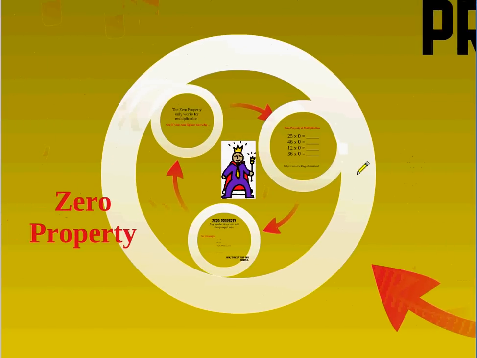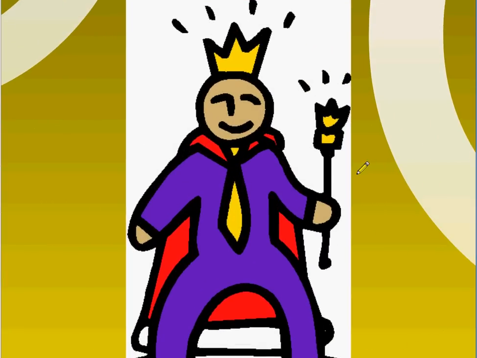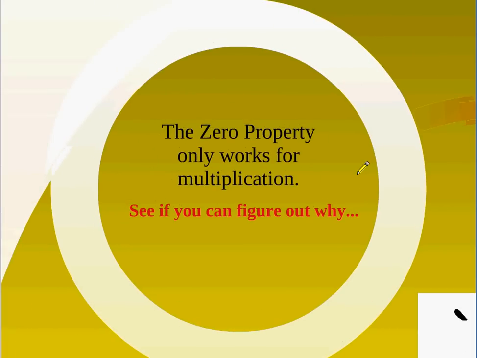Okay, let's go on to the 0 property. And the 0 property is my favorite property because it's the easiest one. It only works for multiplication, and it's super easy because 0 is the king of all the numbers. 0 rules the kingdom in the number world, right? Because you'll see. So it only works for multiplication, and we're going to see if you can figure out on your own why that's true.